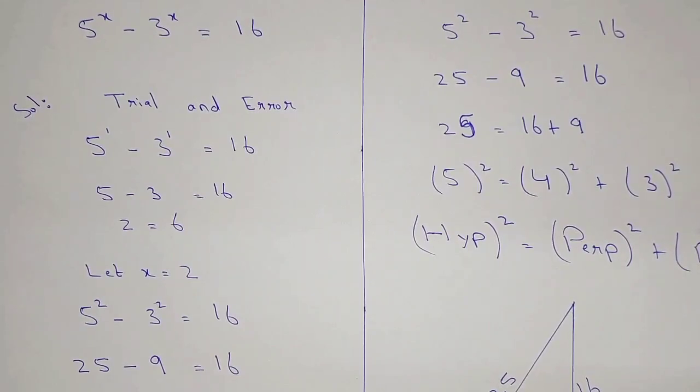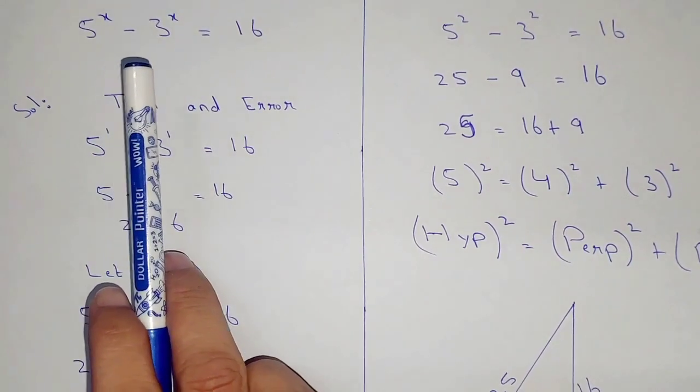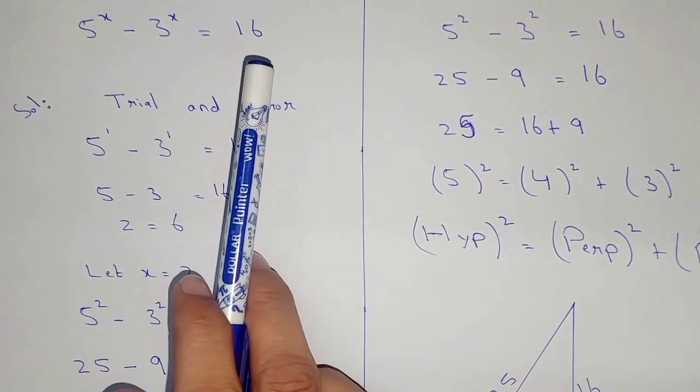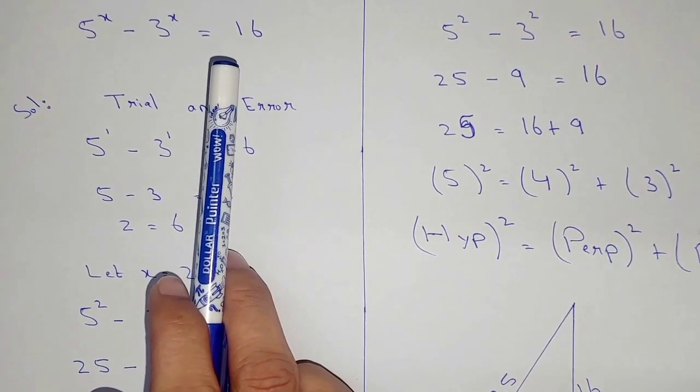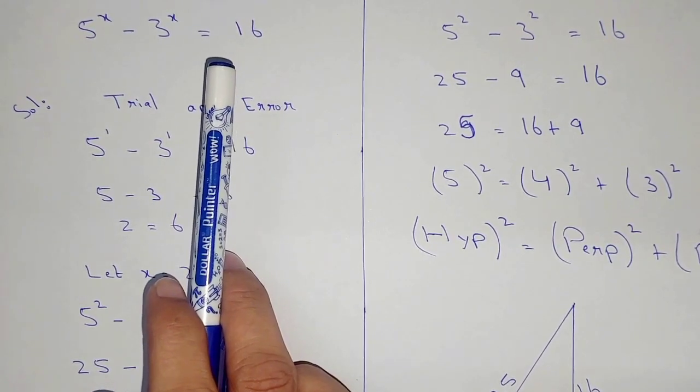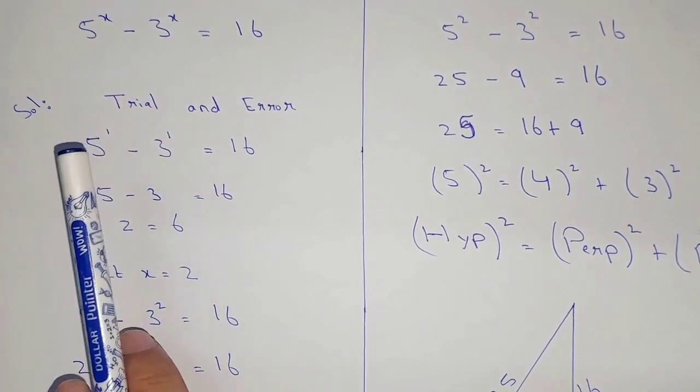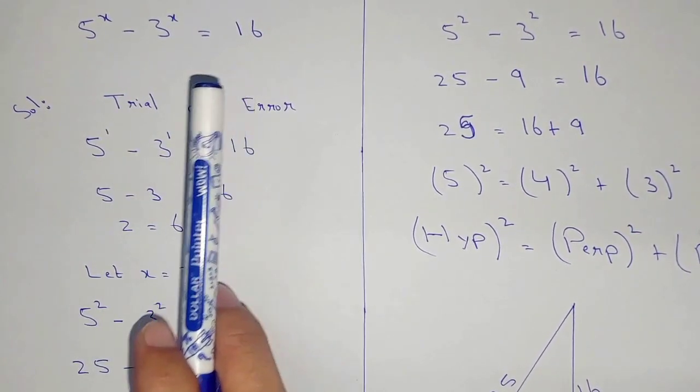In this video we have the question 5 power x minus 3 power x equal to 16, and we have to find out the value of x. So we will use the trial and error method, keeping both sides, left hand side as well as right hand side.